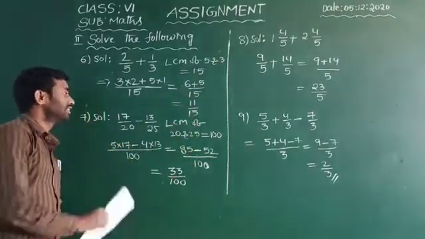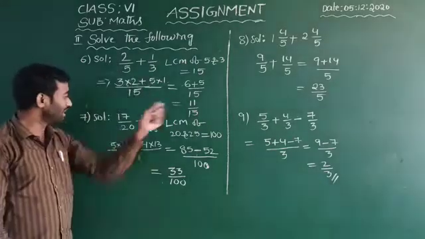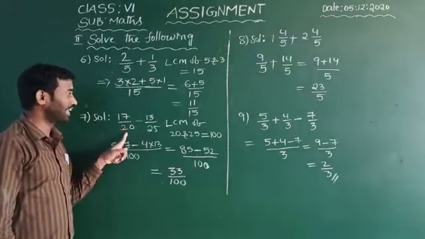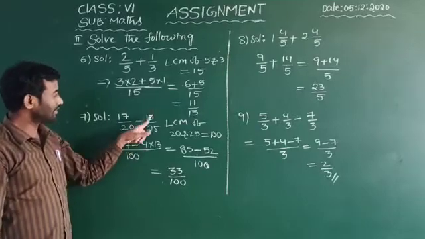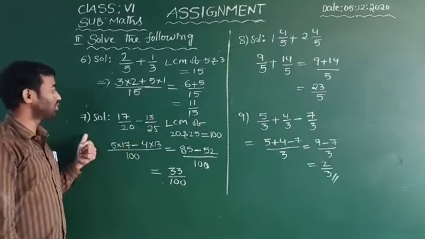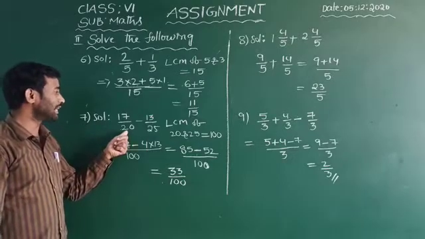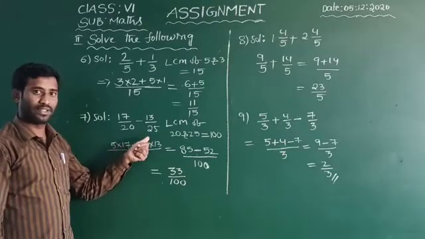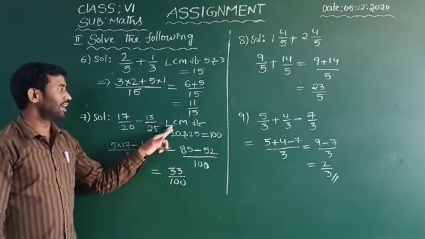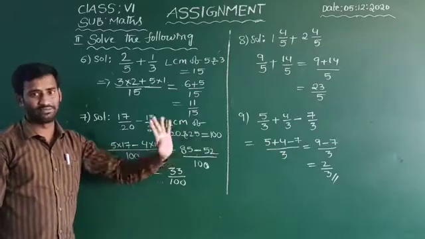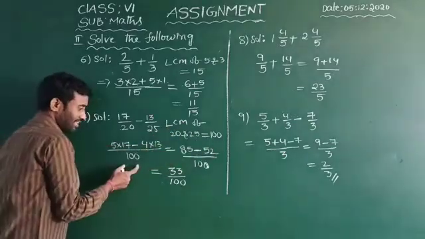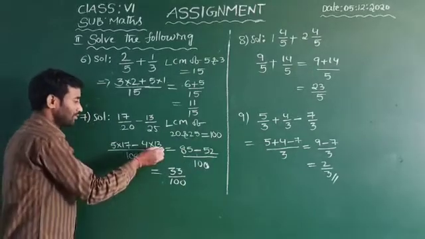After that, the same process applies here. We have to find 17 by 20 minus 13 by 25. This is question number 7. So we need to find the LCM of 20 and 25. The LCM of 20 and 25 is 100. So we take 100 as the denominator.